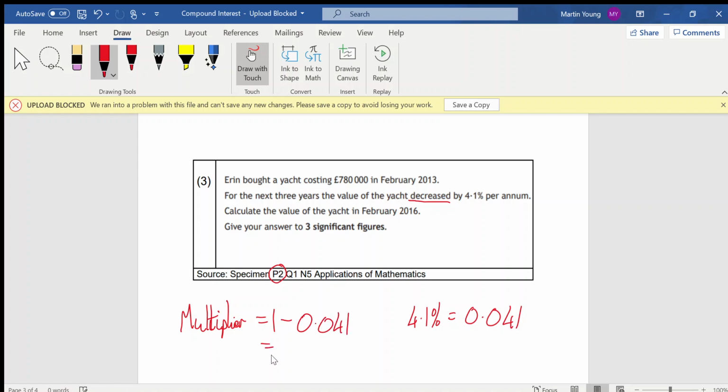Don't be trying to use the calculator for that. Might as well, to make sure that you don't make a mistake with something like that when you've got a calculator available to use. So when you do that, you get 0.959. So that's our multiplier.